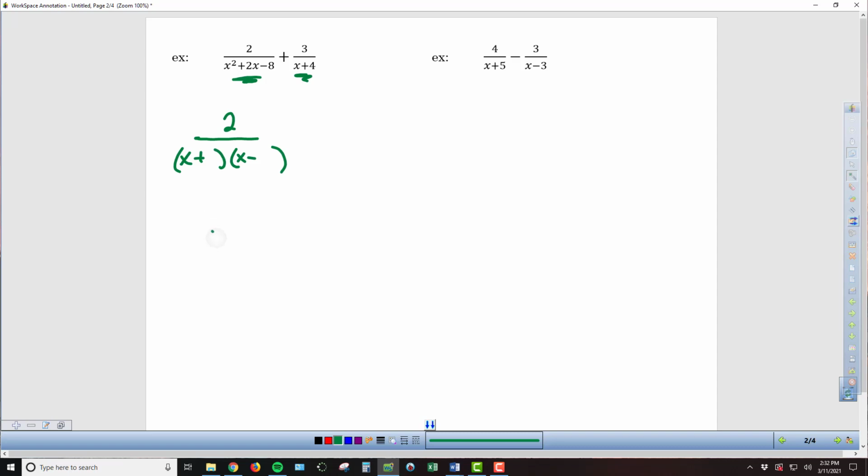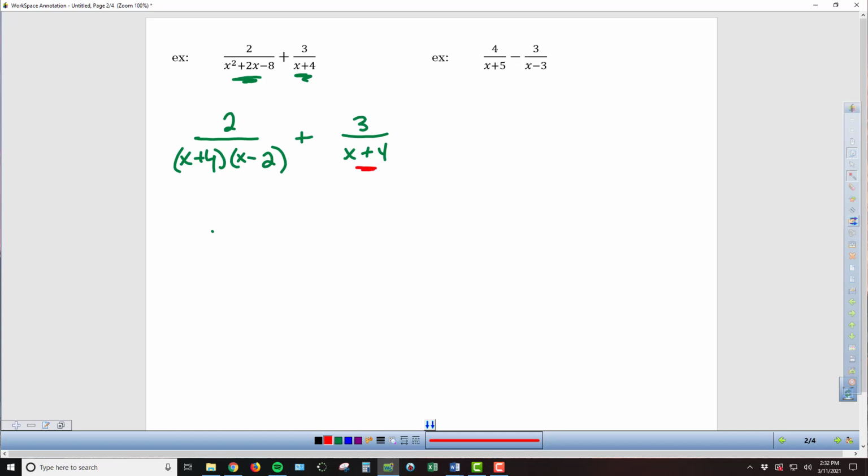And the 4 needs to be the positive in order for me to end up with a positive 2x in the middle. So we've got x plus 4 and then x minus 2. In the second fraction, there isn't anything that we can do there, so we'll just leave that as x plus 4. So now we look at these two denominators, and we have to try to determine what the common denominator will include. And so any factors that we have in either of the denominators eventually have to be present in both.